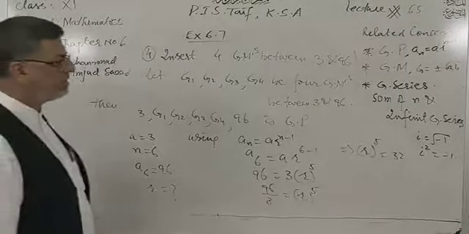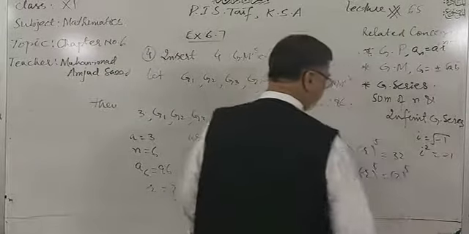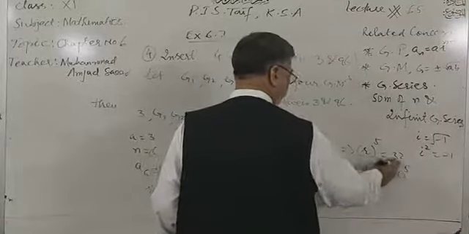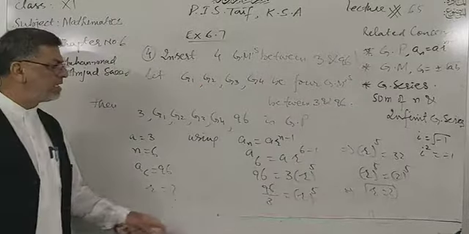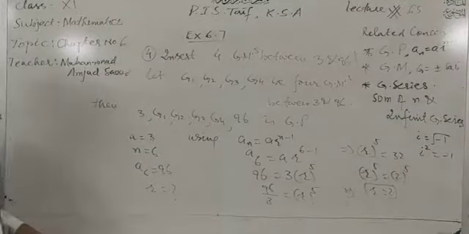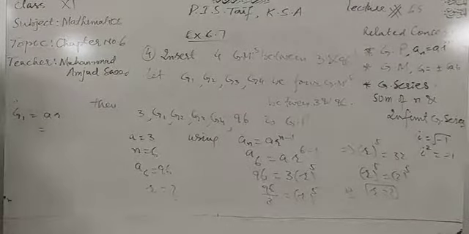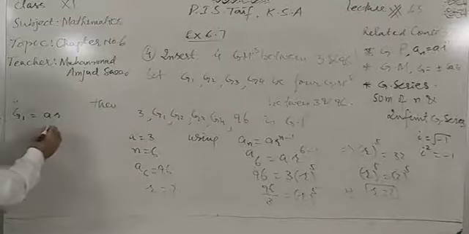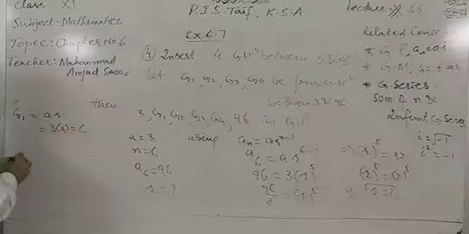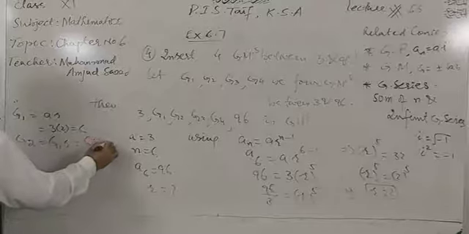96 over 3 is 32. Dear students, you know what is 32? Actually it is 2 power 5. So power is equal to power, then base is equal to base. So dear students, R is equal to 2. Now we have, therefore, G1 is equal to AR. This is A, the first term. Multiply by R to get G1. 3 into 2, 6. G2 is equal to G1 into R, 6 into 2, 12.